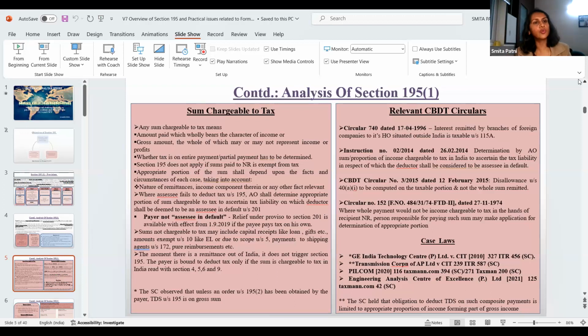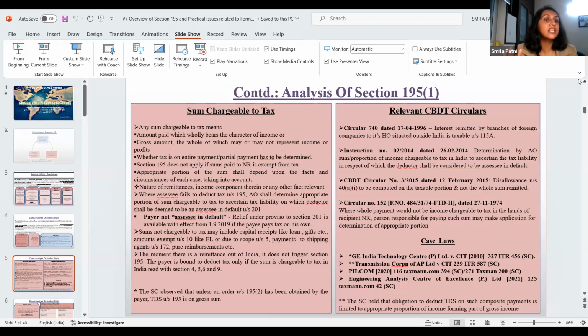From section 4, we go to section 5, which defines the scope of income of the individual, that means resident or non-resident. In case of a non-resident, whatever income is received or deemed to be received in India, and whatever income accrues or arises, or is deemed to accrue or arise in India, falls under the scope of section 5. Those four types of income make up the scope of total income for a non-resident.